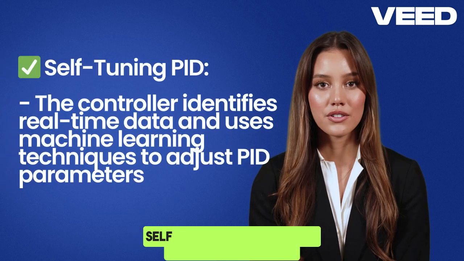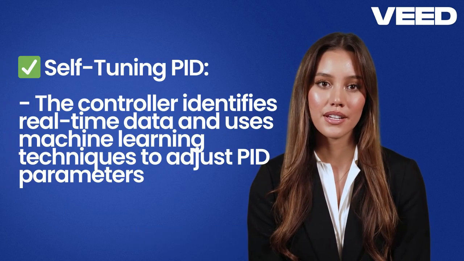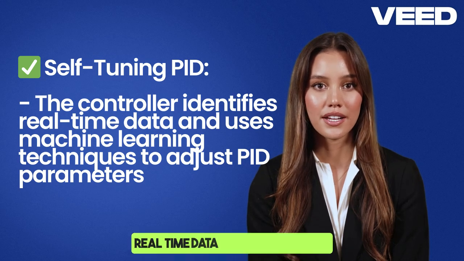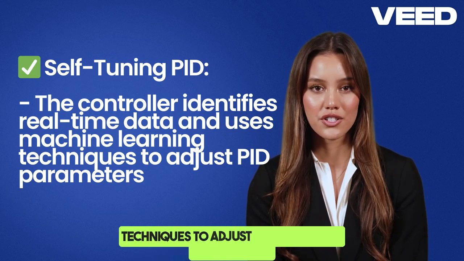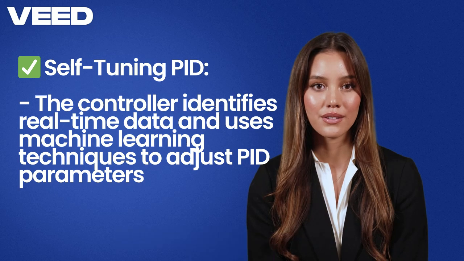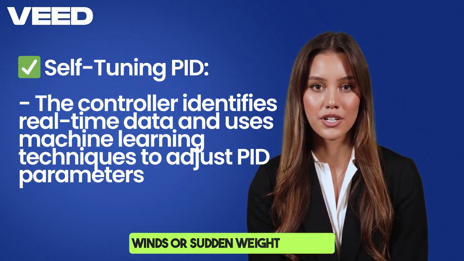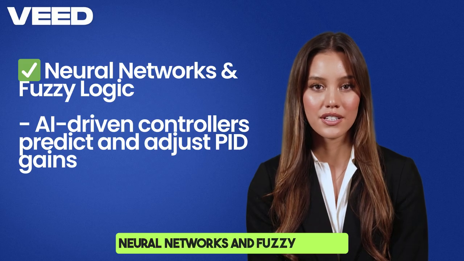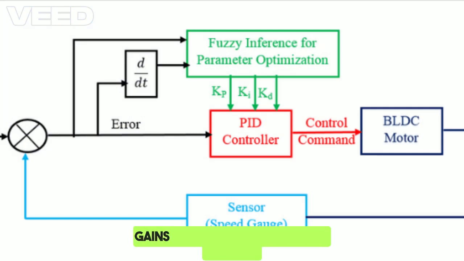3. Self-tuning PID using online parameter estimation. The controller continuously identifies system dynamics using real-time data, such as pitch rate and angle of attack, or machine learning techniques to adjust PID parameters accordingly. It helps during turbulence, gusty winds, or sudden weight shifts. 4. Neural networks and fuzzy logic. AI-driven controllers predict and adjust PID gains dynamically for optimal stability.